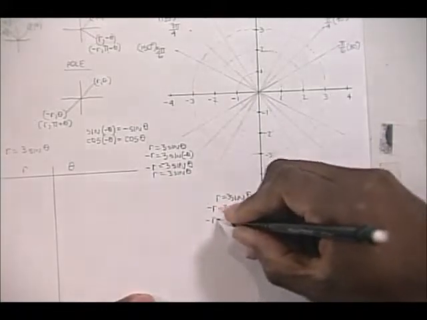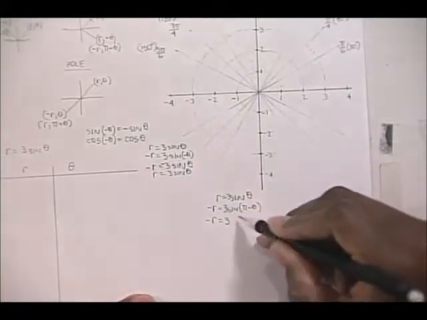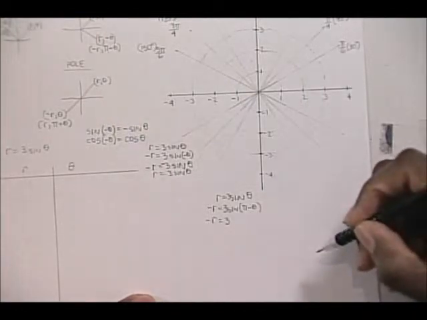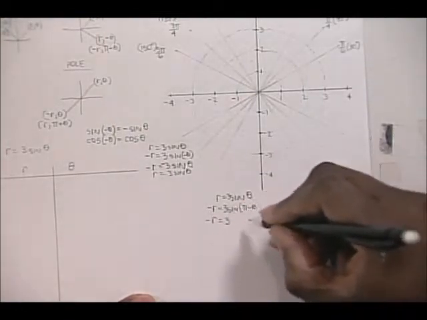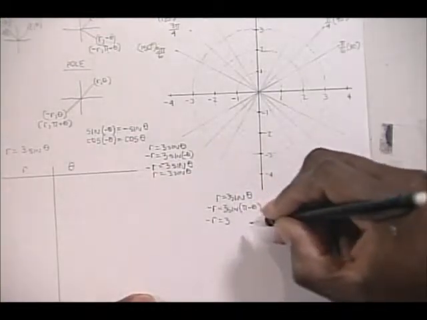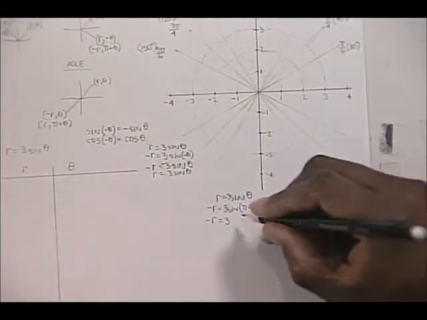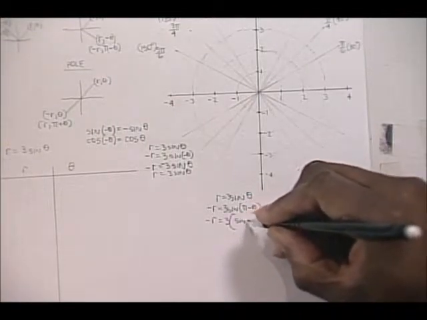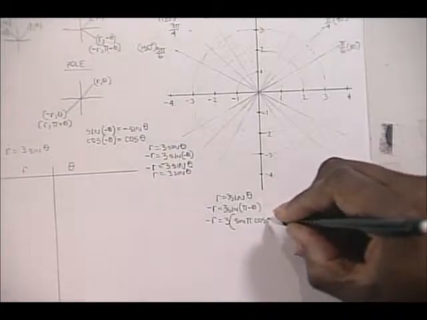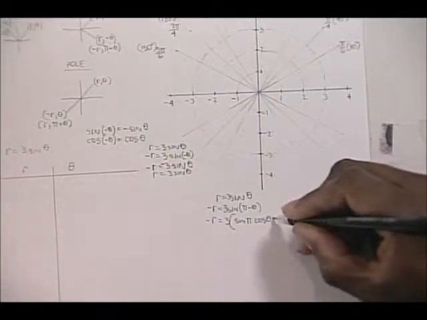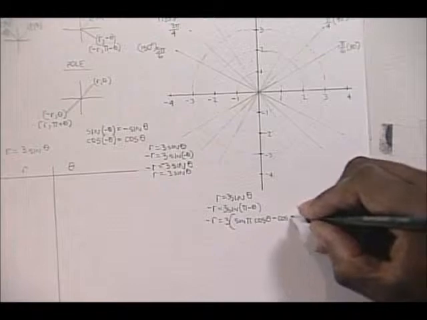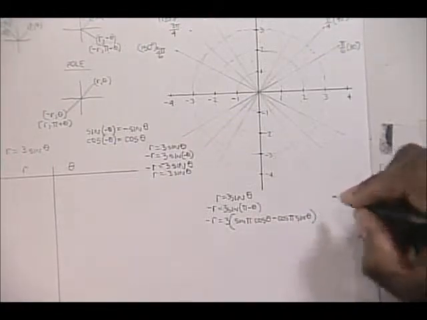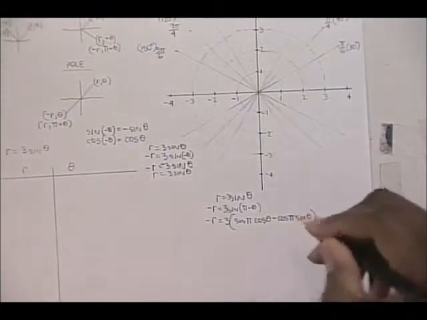So you end up with negative r, you bring down the 3, and then, as I said earlier in the show, this topic assumes that certain things have already been discussed, certain things have already been clear to you. The sine of this difference can be expanded into sin π cos θ minus cos π sin θ. That would have to be understood. You would have to have seen that before.